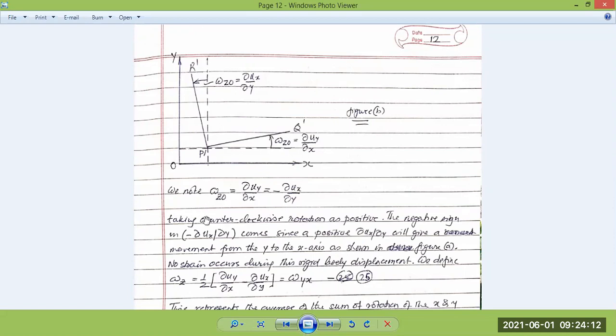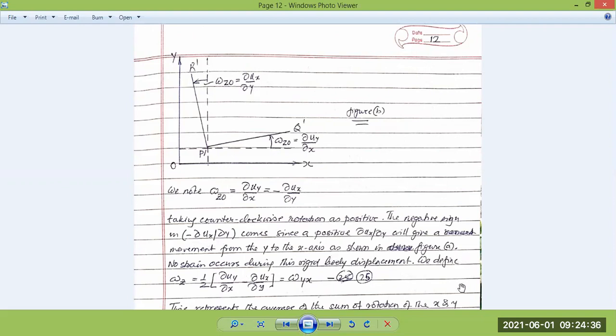But the negative sign we are using here, because a positive dy will keep a movement from y to x, as shown in the figure. Initially, the figure is moved from y to x itself. Here it is doing exactly the opposite, from x to y. So we are thinking that this is equal to minus du by dy.